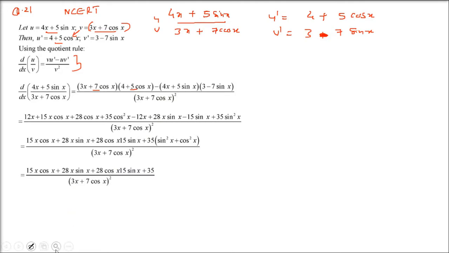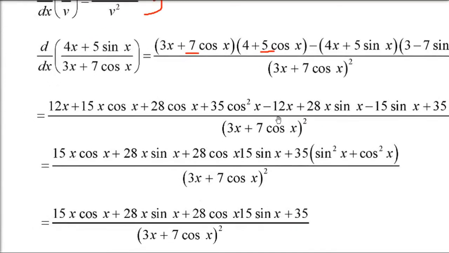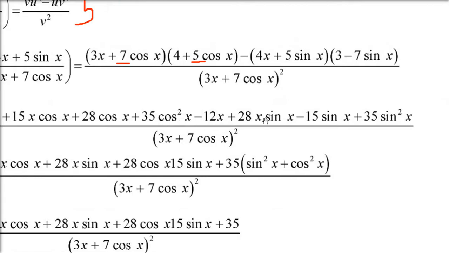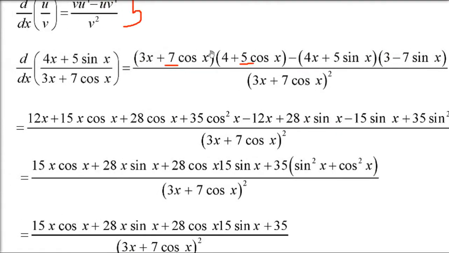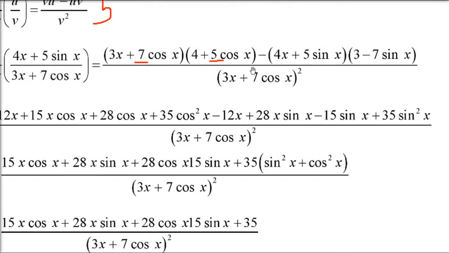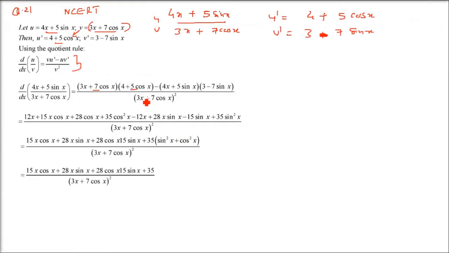Now what we see here is this multiplication, I hope you will be able to do. You have to multiply each and every term. When you multiply here, you will see there will be 35 cos square x and 35 sin square x. This is the only thing you have to take care. Other things remain same. So when you take 35 common from here, cos square x plus sin square x will be 1, because cos square theta plus sin square theta counts to 1. So this 3x plus 7 cos x whole square division will always be there.